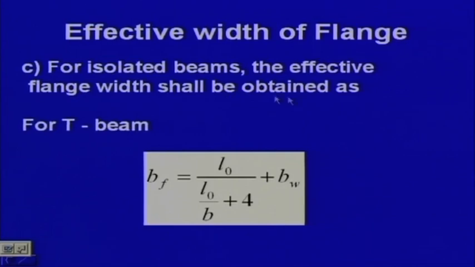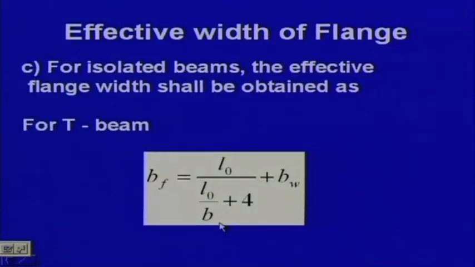Next one we have for isolated beams. The effective flange width shall be obtained as for T beams. This formula you will find in IS 456; I have taken it from IS 456 only. So, L0 by (L0 by b plus 4) plus Bw, so L0 by 6 possibly.